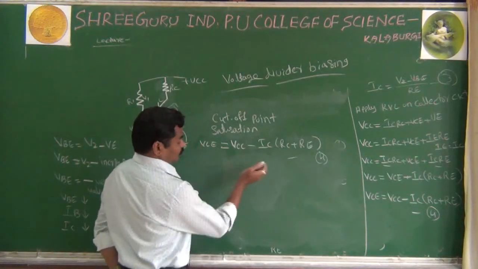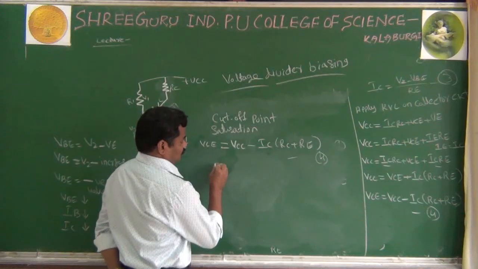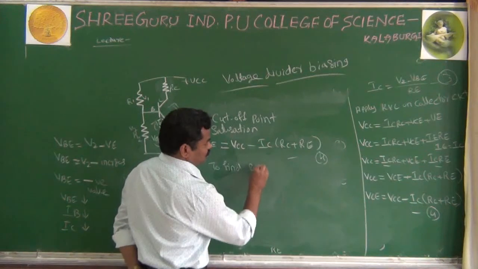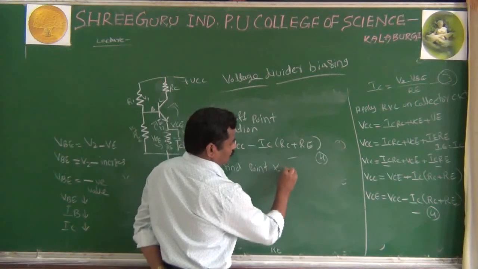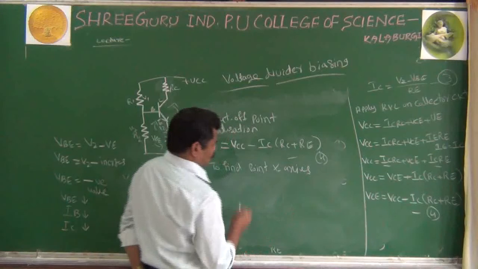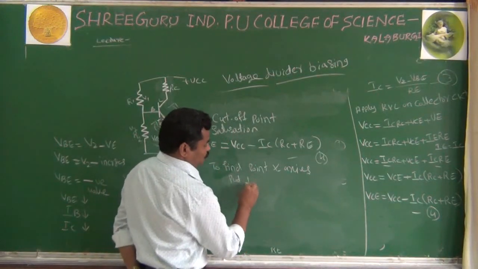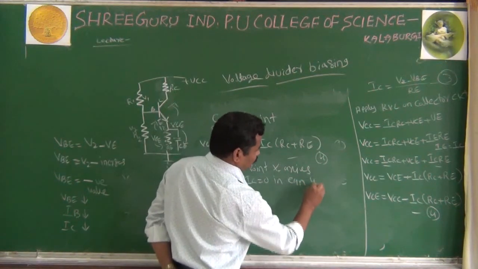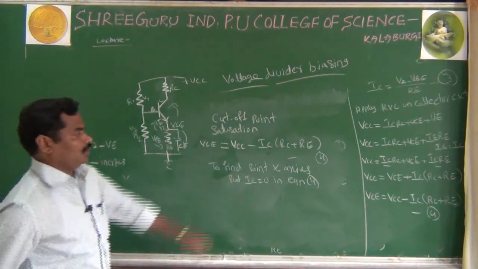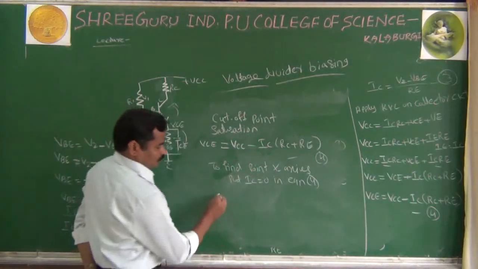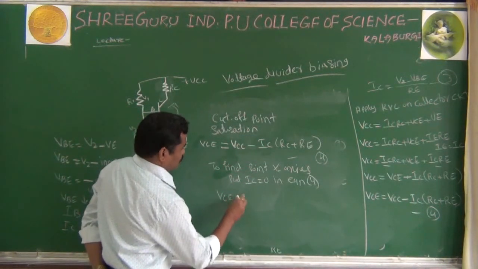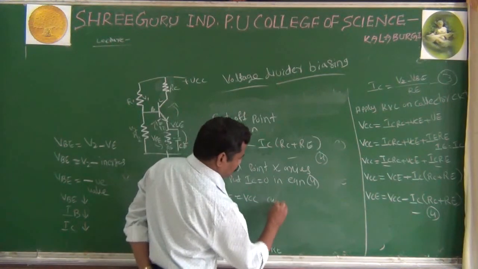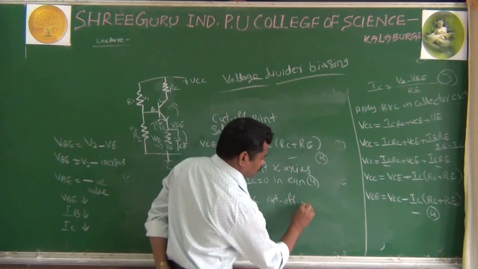In equation number 4, if you want the point on the x-axis, the cutoff point, what do you write? Put IC equal to 0 in equation 4. If you substitute IC equal to 0, it becomes VCE equal to VCC, and this is your cutoff point.